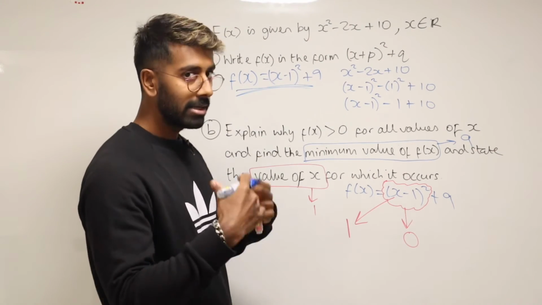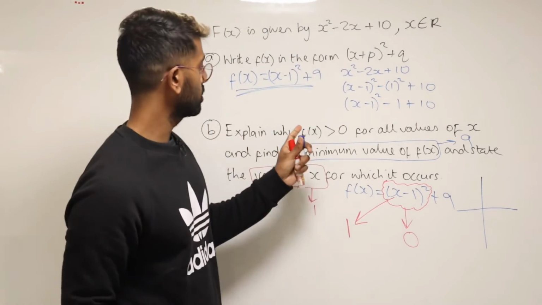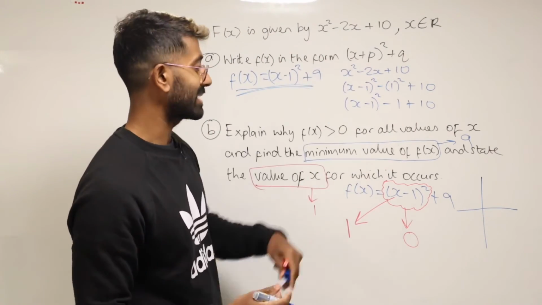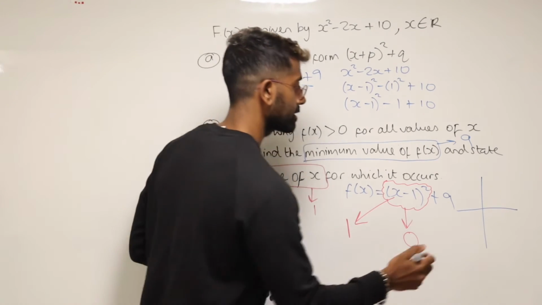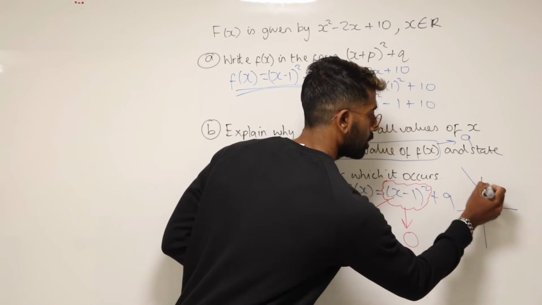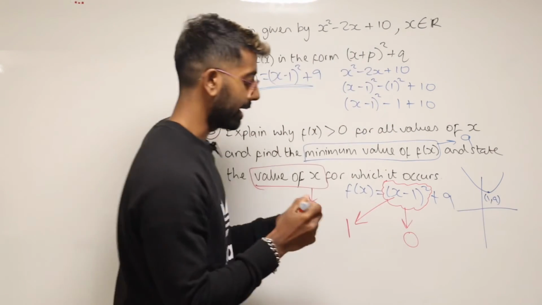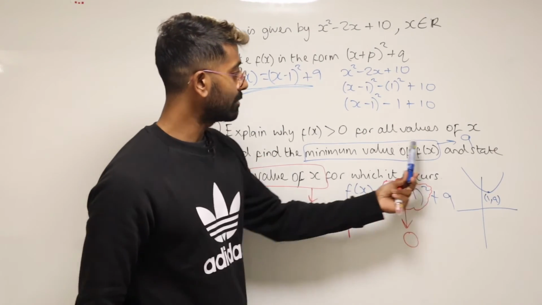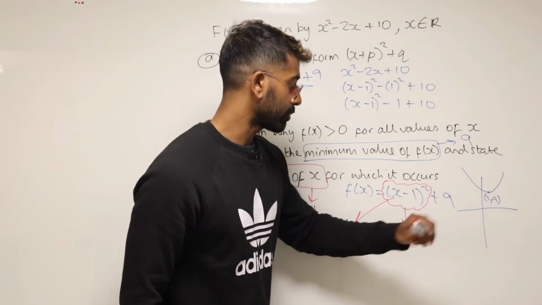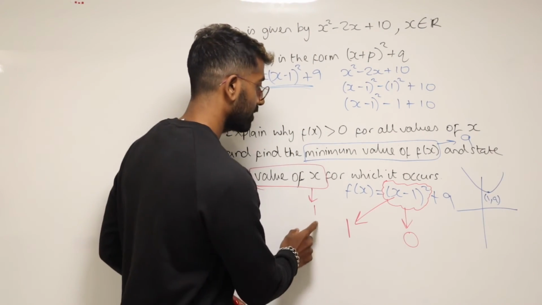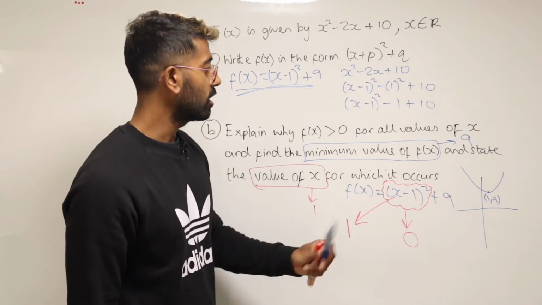Now, just going a little bit further, if you were to sketch out this function or this quadratic and have a look at what it actually looks like, it'll look something like this. And the minimum point will have coordinates of 1, 9. And that's because the minimum value is 9, and so the y value of the minimum point will be 9, and the x value that gave that was 1, and so that will be the x coordinate of your minimum point.